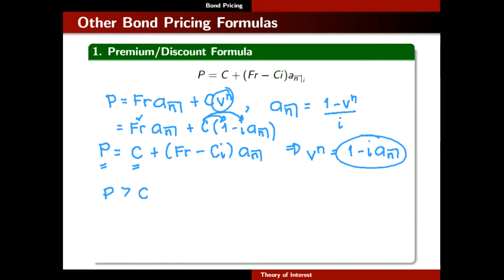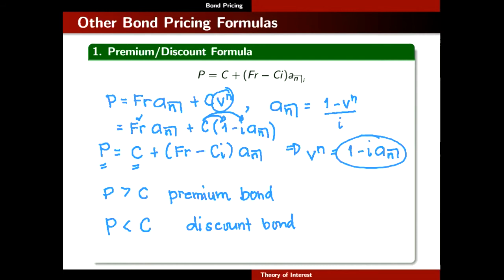So, you have a premium bond. Pero if P is less than C, so ibig sabihin, if you are, again, the investor, mas maliit yung nilabas mong pera, mas maliit yung pinambili mo doon sa bond kesa doon sa makukuha mo at redemption date, you have a discount bond. Naka-discount ka, kumbaga. Alright.